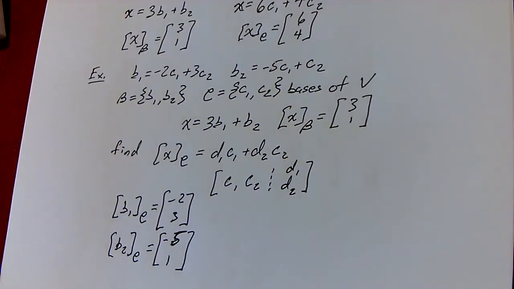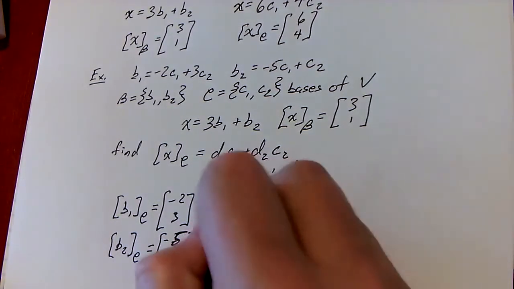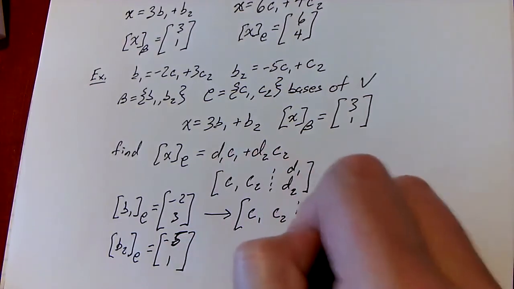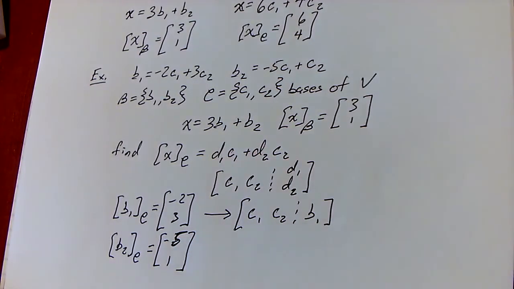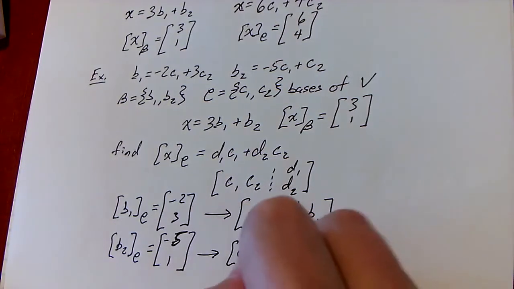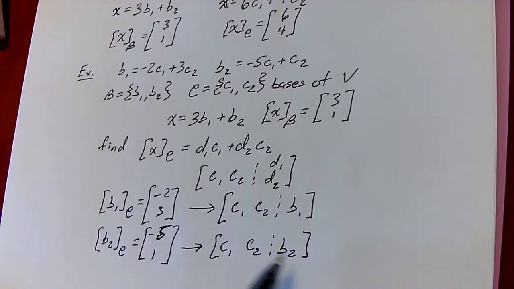I have those coordinate vectors, okay? Now I know from what it means to be a coordinate vector that if I take C1 and C2 and augment B1, I'm going to get that coordinate vector. Same thing here, C1, C2, augment B2, that vector I'm interested in. So I've got B, but I want to go to C, okay?